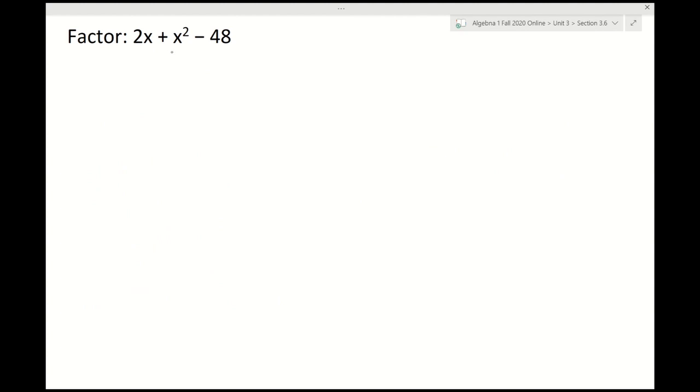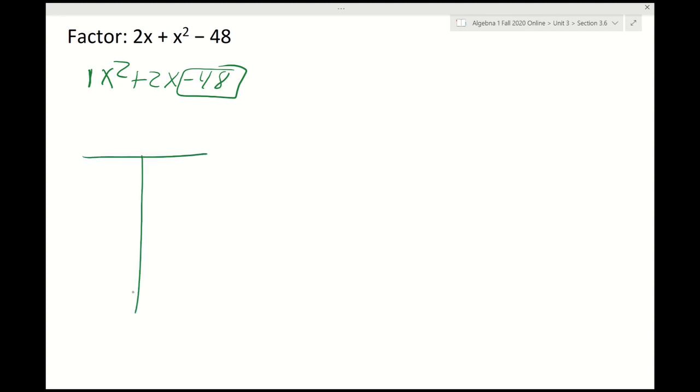Now this is not written in the correct order. We need to rewrite this as x squared plus 2x minus 48. When it's written in descending order, again, we can see we have a 1 in front of the x squared. So we just need to look for the factors of negative 48. Since it's a negative number, we're going to have one positive and one negative. So I could have a positive 1 and a negative 48, or a negative 1 and a positive 48. 2 and negative 24, or negative 2 and 24.